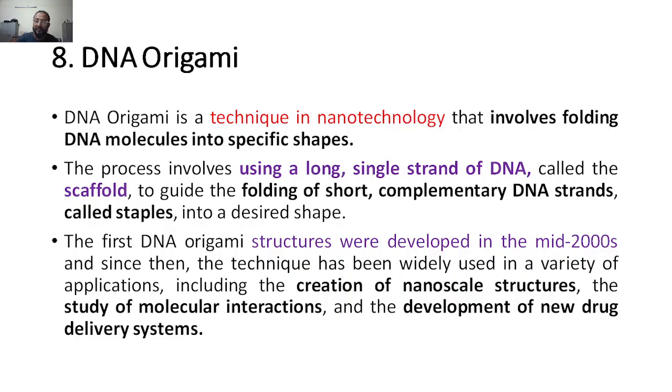Today we are going to discuss DNA origami. So DNA origami, you might have heard. Origami is nothing but a folded kind of structure, which is basically named after some group of scientists in Japan. So DNA origami is nothing but a technique in nanotechnology that involves folding DNA molecules into specific shapes.